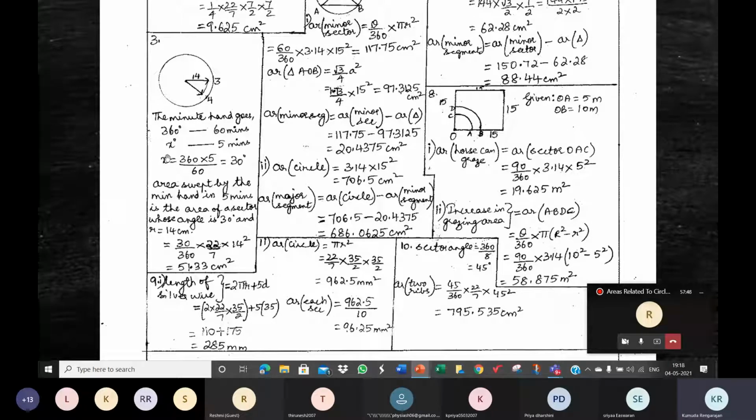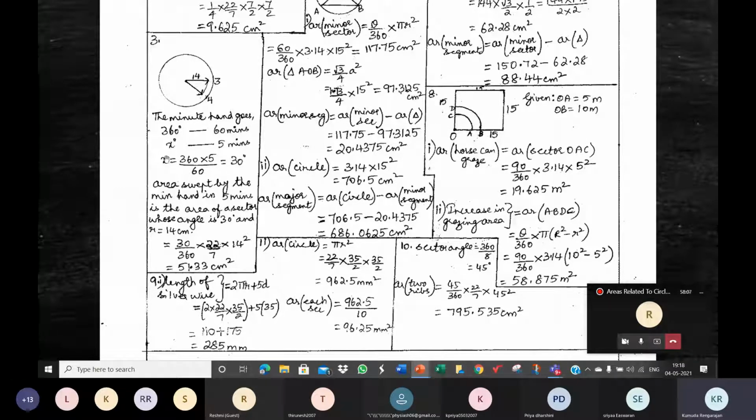Write it like this, children. 360 degrees, 60 minutes. X degrees, 5 minutes. Or you can write it the other way also: 60 minutes, 360 degrees. 5 minutes, X degrees. You can write this one first and then this. Anyways, now to find the answer, just cross multiply.